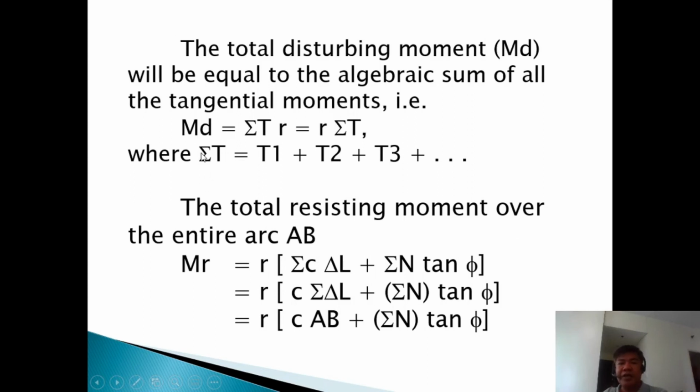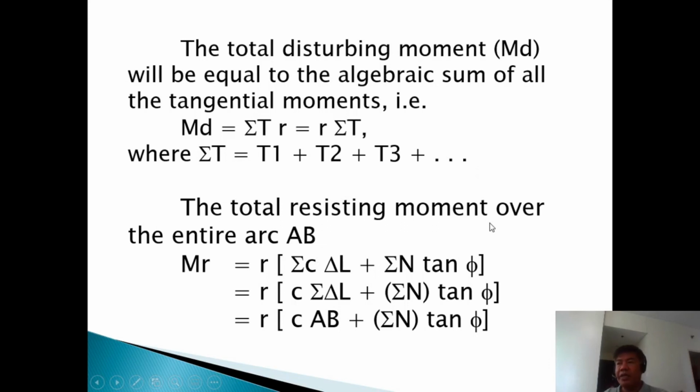Here, the disturbing moment is the sum of all the tangential forces times R, because it is a moment, and the moment arm is the radius distance. Since R is a fixed value, we can have R times the summation of all the T, the tangential forces of the different slices, T1, T2, T3, and so on. So it's very easy to compute the MD.